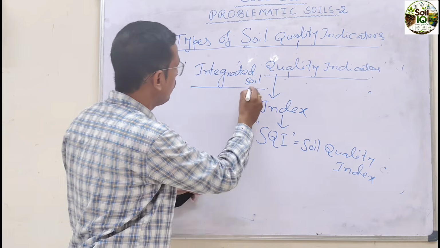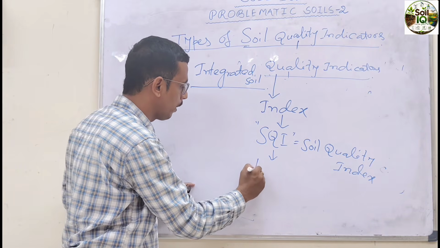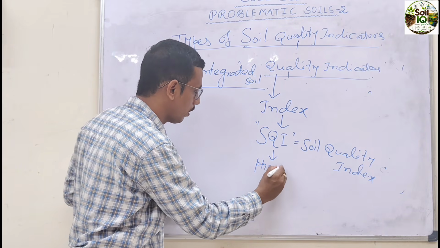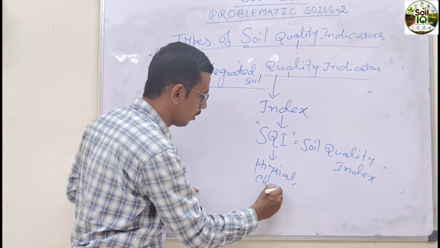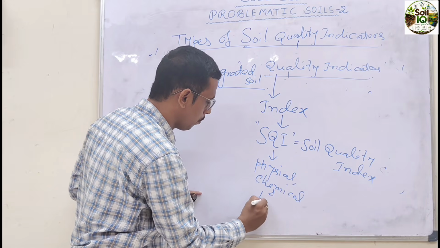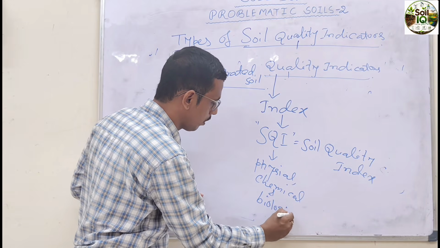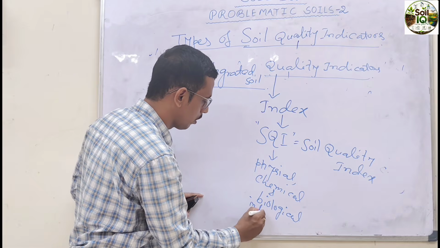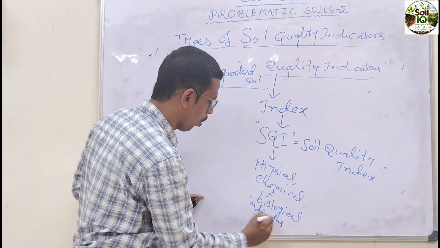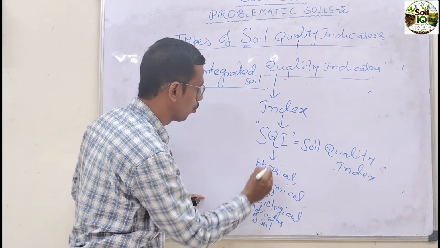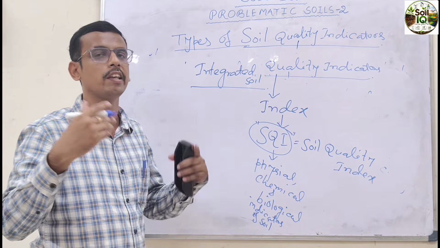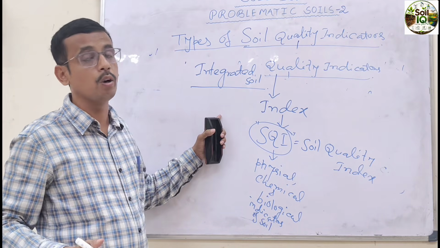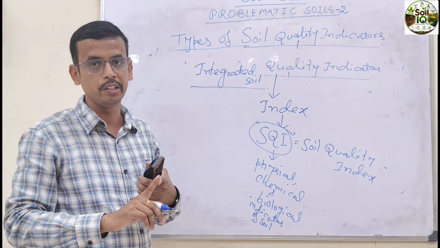This is one of the integrated indicators which combine physical, chemical and biological indicators of soil. Okay, we'll learn how to do this in another lecture. So this is one kind of integrated soil quality indicator.